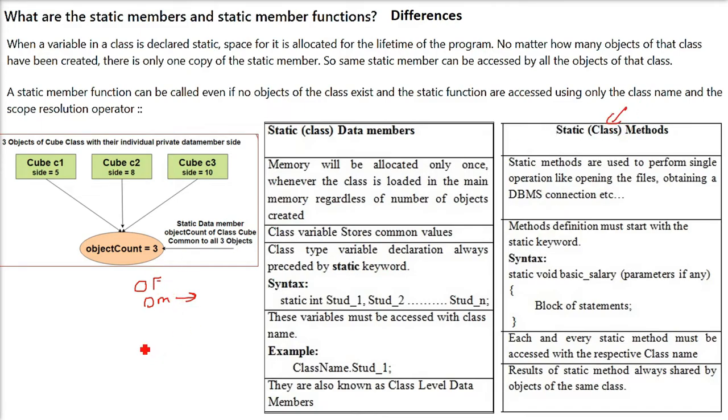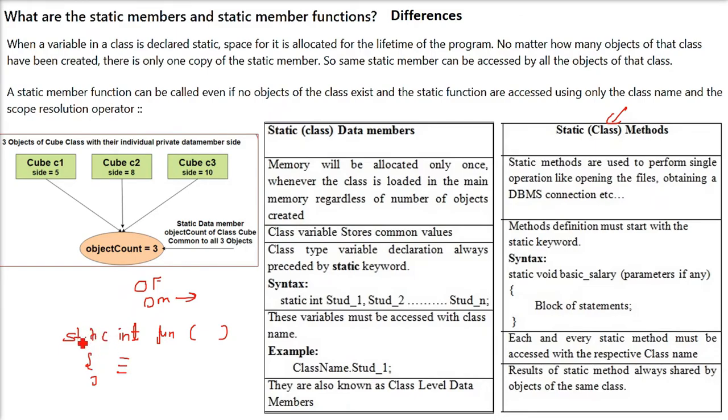So method definition always starts with the static keyword. For example, you have a function called, let us name it fun. There is a return type integer, but there is a static word prefixed to it. So you have made it static.